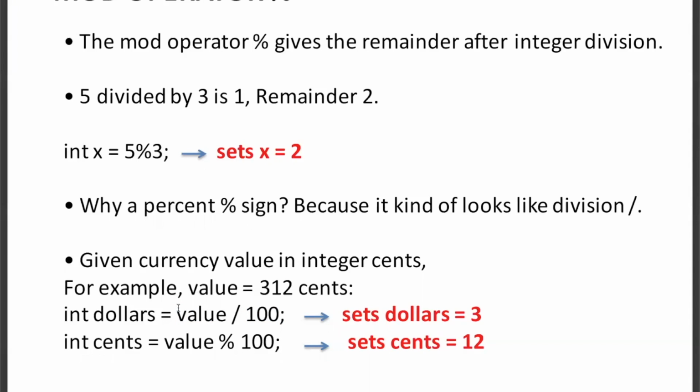Your end result, either your remainder or quotient, is going to be double as well. So if value is a double, your value divided by 100 in this case is going to be a double. That's what happens on your right hand side. Now on the left hand side, dollar is an integer. So value divided by 100 is going to take place first. That's going to give you a double, and that double is going to be assigned to an integer data type.